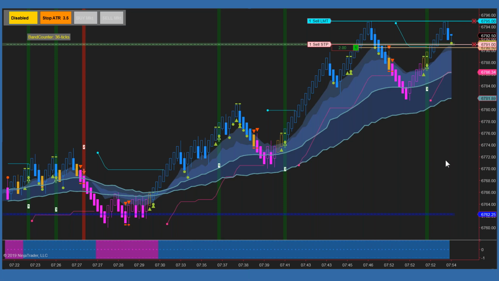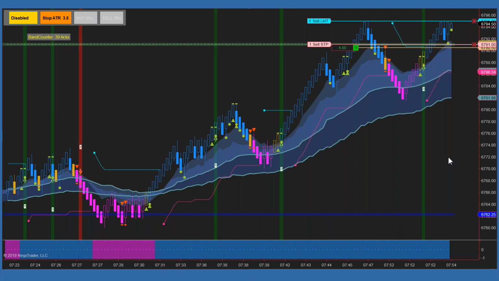Guys, come on, play nice. Oh, they tagged it again. It's a limit order, so it has to actually trade one tick past. It has to trade 67.95 quarter for my order to fill. Hitting 67.95 is not enough. Now I could have done a market if touched order, an MIT order.